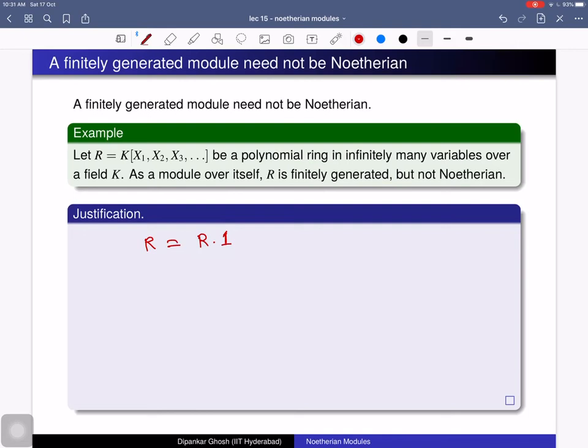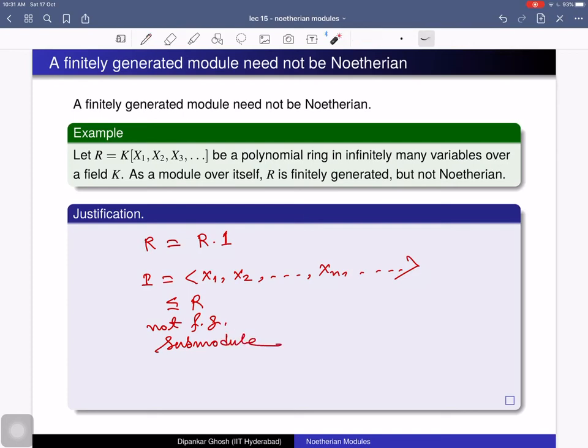But the question is, is it Noetherian? The answer is no, because you can consider this ideal. In this case, you are considering the module R over itself, so a submodule of R looks like just an ideal. So these are just ideals of R. If you consider this ideal generated by all the variables, then it is not finitely generated. So this is a submodule which is not finitely generated.